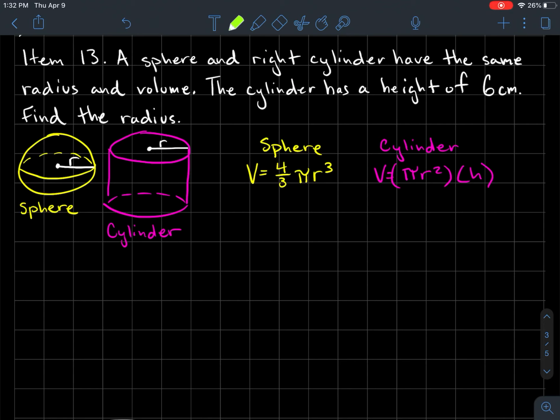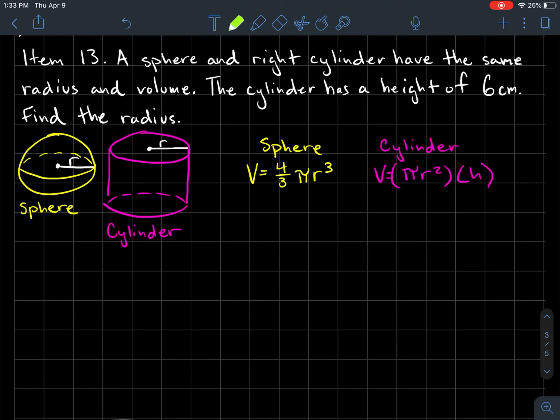So the sphere and a right cylinder have the what? The same, this is key, the same radius and volume. So they share a radius and they share a volume. So if you were to fill up the sphere with water, you can pour it into the cylinder and it would fill it up exactly to the brim because they share the same volume.